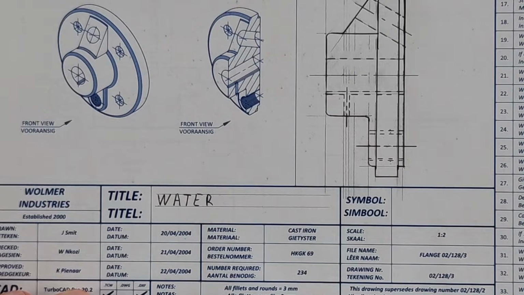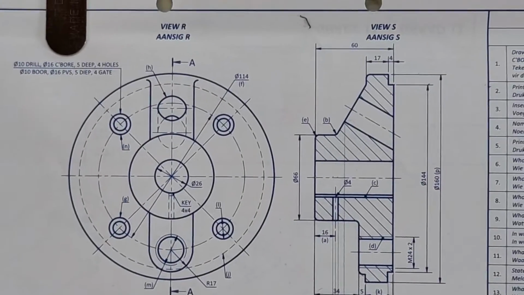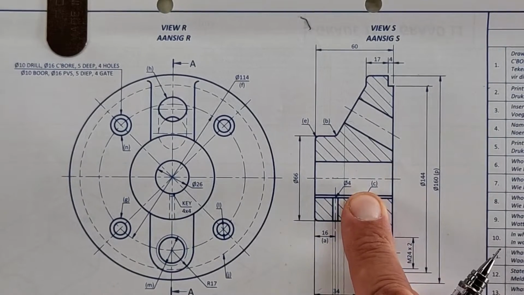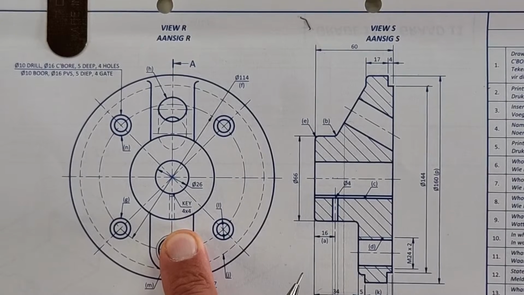Then the next question asks that we insert the cutting planes to determine the sectional view on the appropriate view. Now they've actually already answered that. There's the sectional right view. So just pay attention, this is the front view as is given.